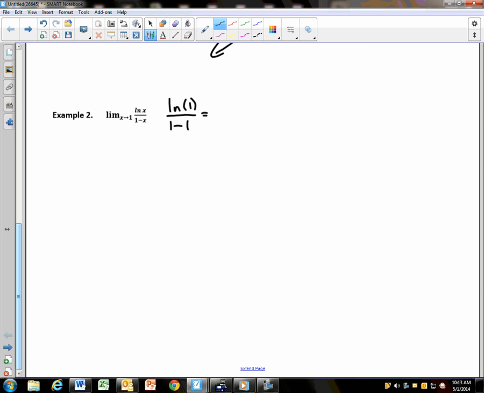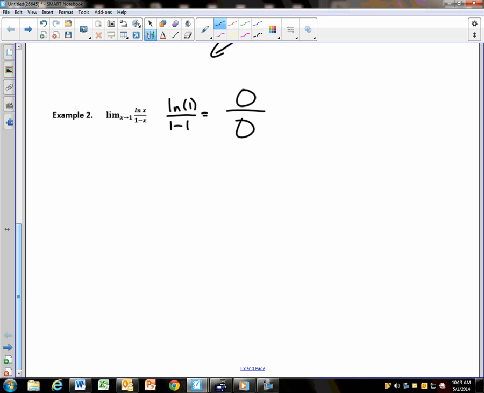Well, it's not enough just to get 0 in the denominator. It's got to be 0 over 0 or infinity over infinity. You've got to have both. So what is the natural log of 1? That means e to what power gives you 1, and that's 0. What's 1 minus 1? 0. So we have an indeterminate form. We've got to figure out what's going on here.